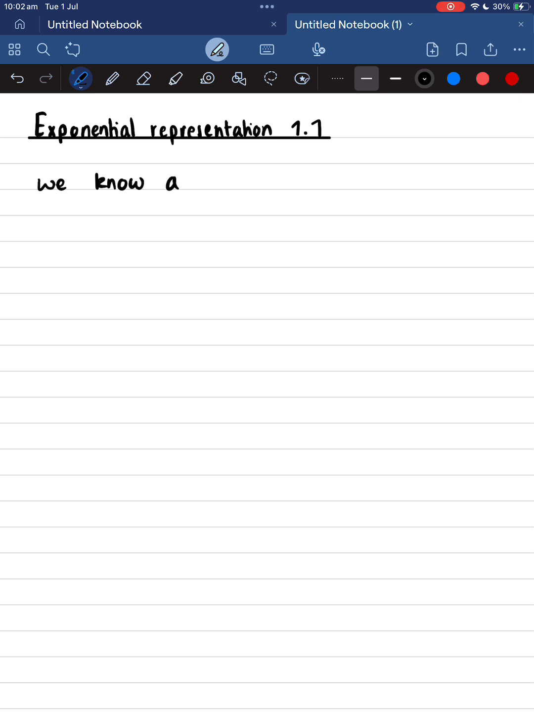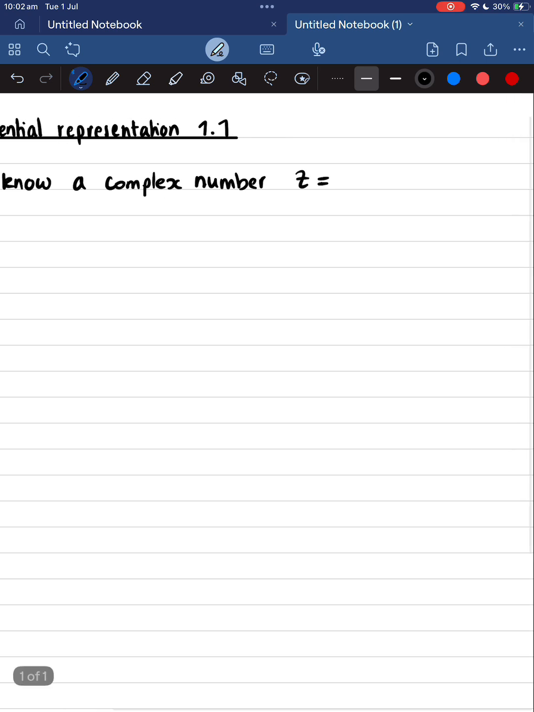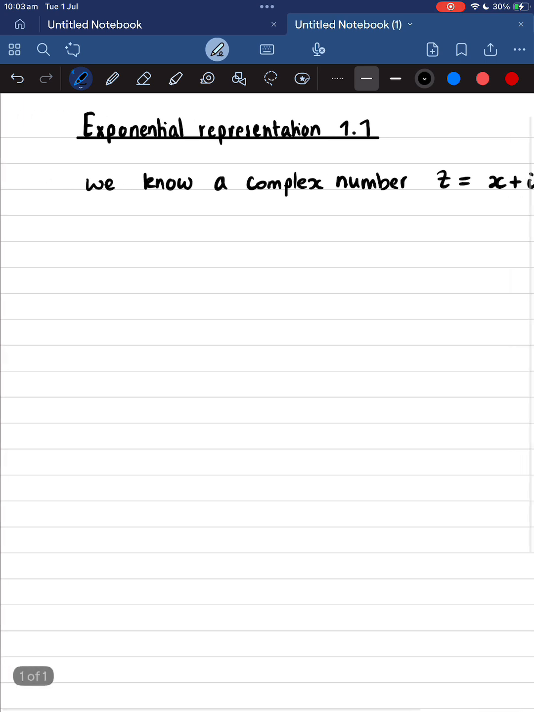This is the first chapter we're going to be doing, and it's the exponential representation. So we know that a complex number can be written in the form x plus iy, where x and y are real numbers. And then from last year, we know that this can be expressed in the form z is r e to the i theta, where r is the modulus of the complex number and theta is the argument. And so now we want to explore this a bit more.